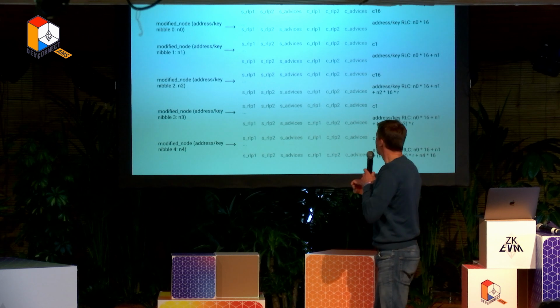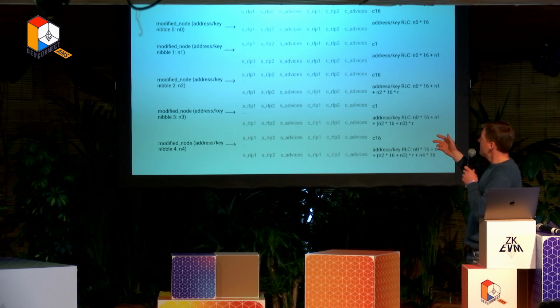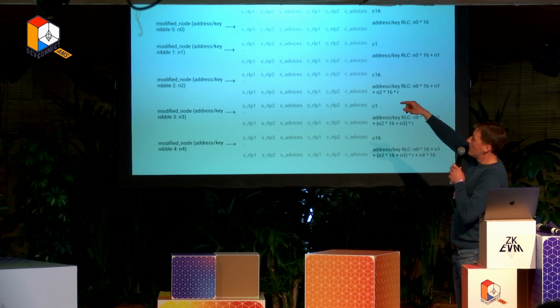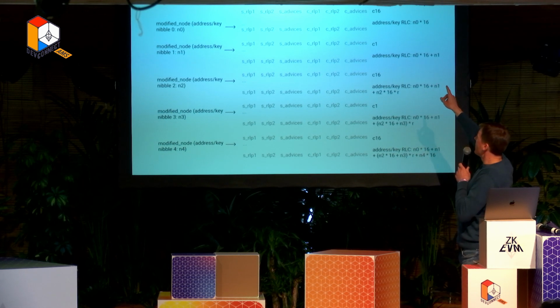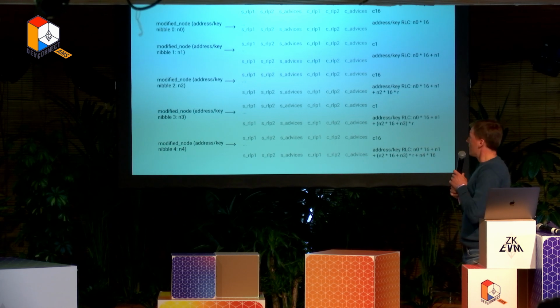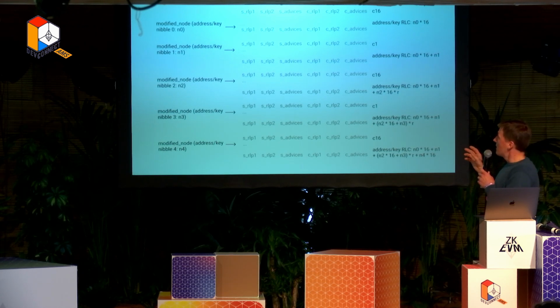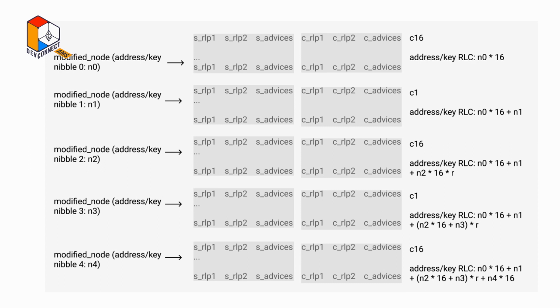But it makes it a bit difficult because these are nibbles, not bytes, and we are computing a random linear combination of bytes. So sometimes this nibble needs to be multiplied by 16 and the multiplication factor, and sometimes it needs to be multiplied by 1. And if there were only regular branches, that would be easier, because then this would be just alternating. So once you need to multiply by 16 and once you need to multiply by 1.